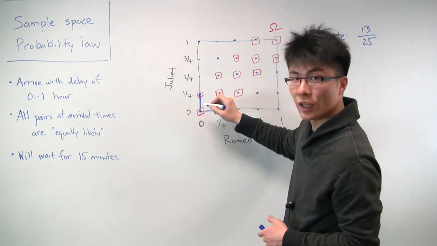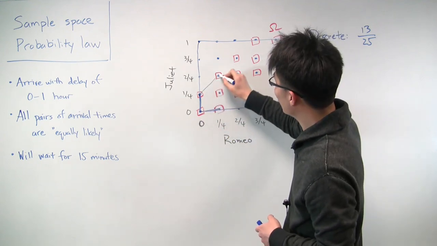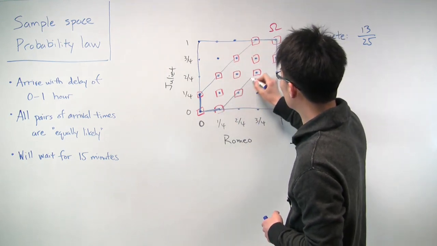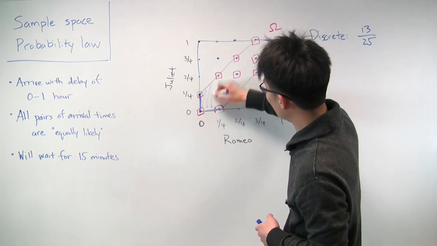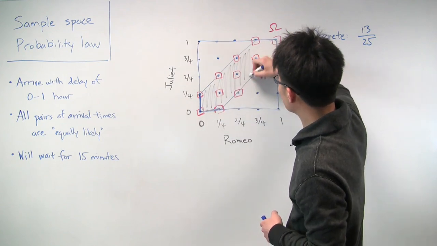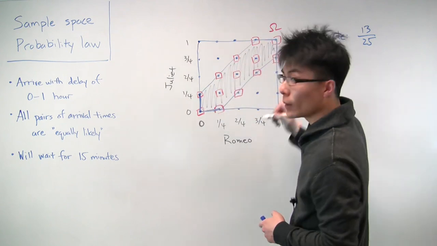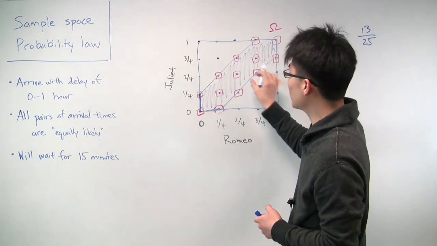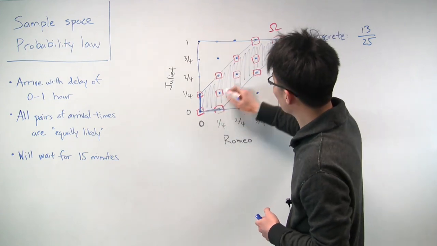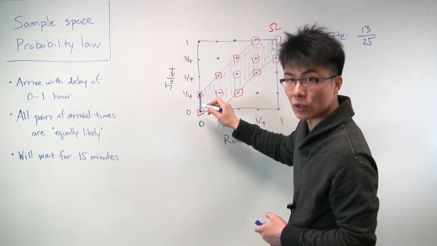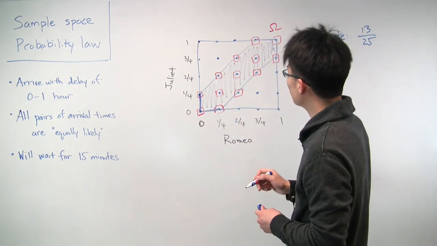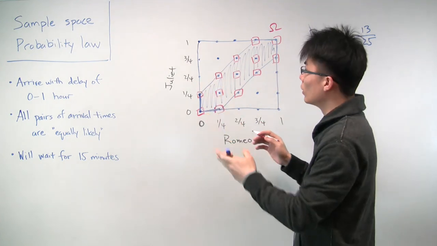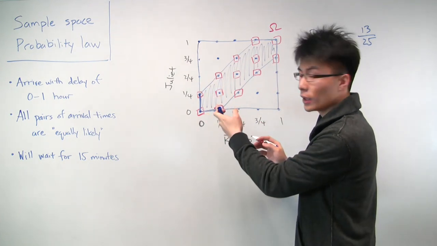And if you take this exercise and extend it, you can actually verify that the event of interest is this strip shape in the middle of the square. Which, if you think about it, makes sense because you want the arrival times of Romeo and Juliet to be close to each other. So you would expect it to be somewhere close to a diagonal in the square. All right, so now we have our event of interest, we have our sample space and our probability law. So all we have to do now is just calculate what this probability is.